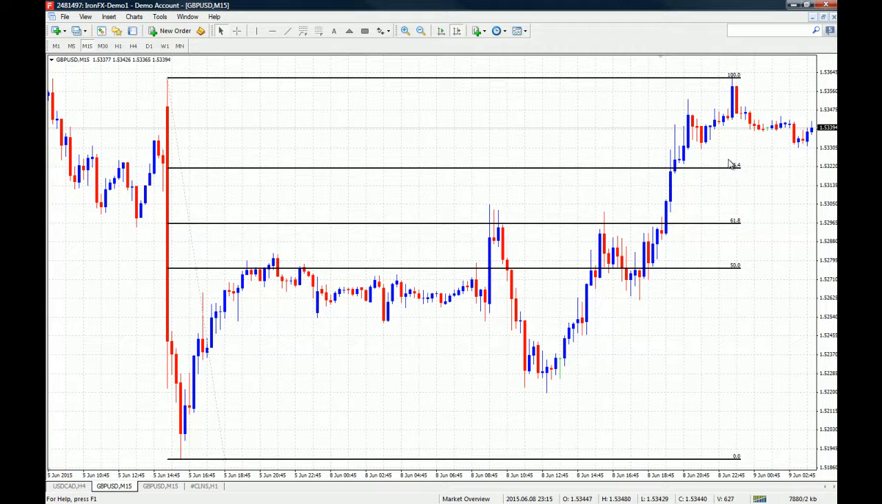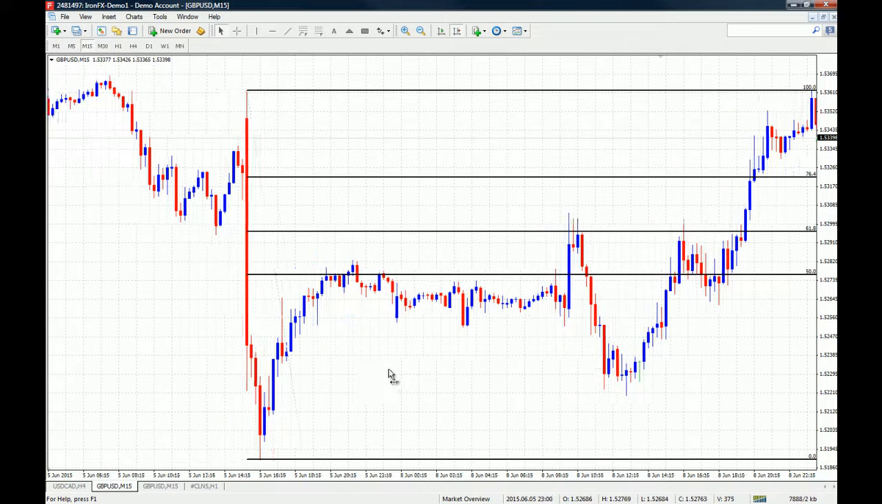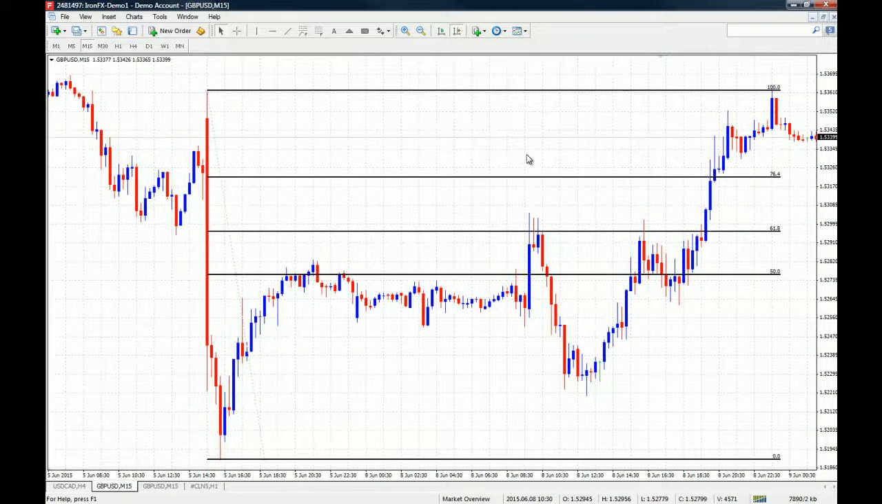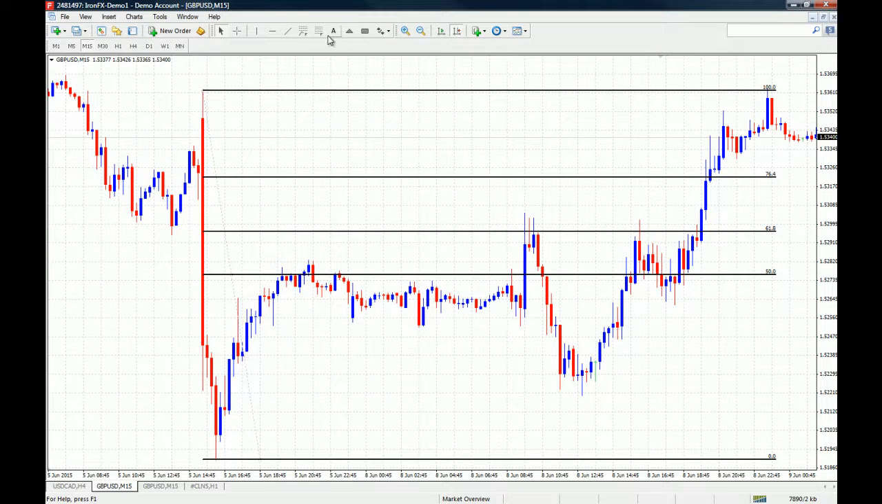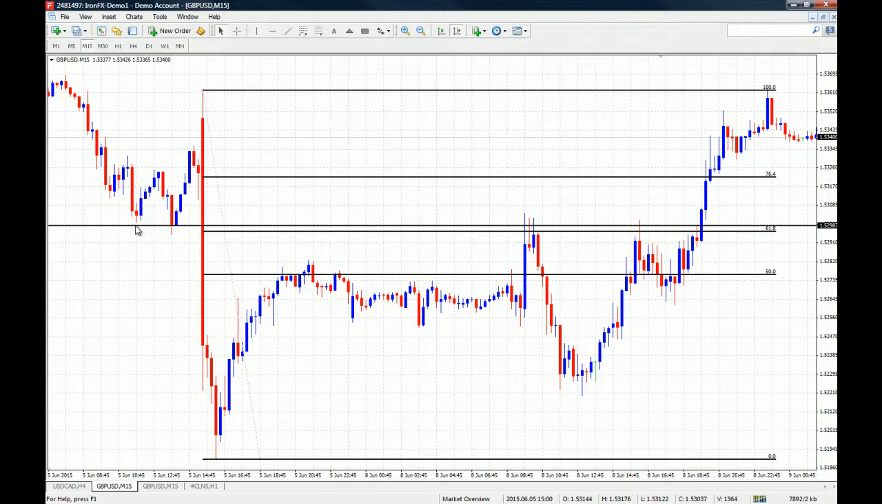and the 76.4. Now the idea here is, after a strong move to the downside or to the upside, price will retrace to these levels, okay? And once it does, it's going to continue in the direction of the trend. Now, of course, what we need to do first is draw these levels, and then look for the previous levels that were broken. Let me just change the color. No, I'm going to leave the horizontal line black as it is.